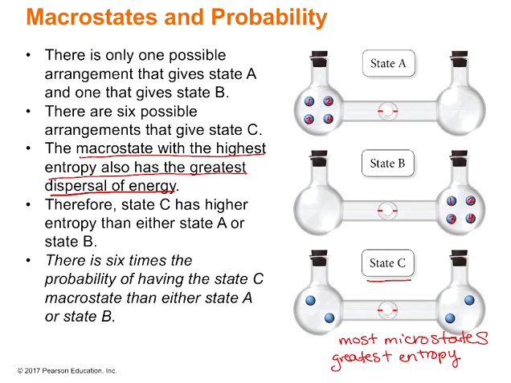So how we can summarize that is there is 6 times the probability of having the state C macrostate than either state A or state B. So again, what this really comes down to is state C has the highest entropy. It's also the most likely to occur because gases actually fill the space that they're in. So gases would rather be equally distributed rather than just sitting on one side or the other.